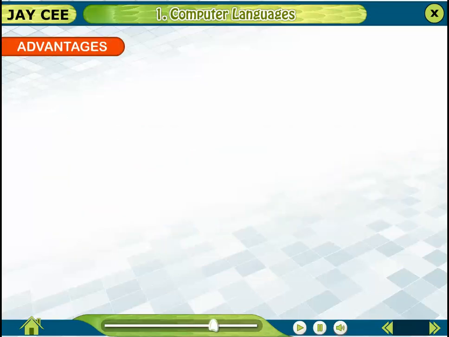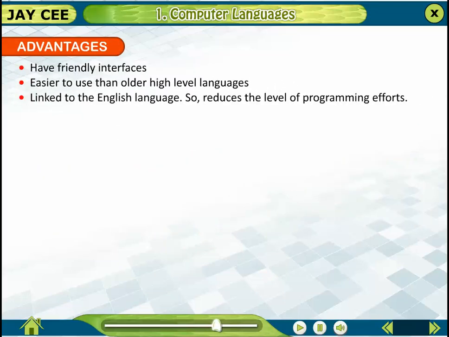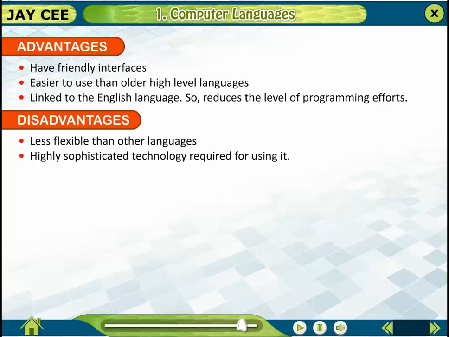Advantages: have friendly interfaces, easier to use than older high-level languages, linked to the English language, so reduces the level of programming efforts. Disadvantages: less flexible than other languages, highly sophisticated technology required for using it.